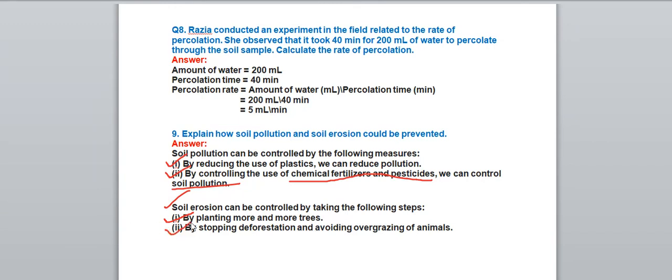Second one, by stopping deforestation and avoiding overgrazing of animals. Deforestation means cutting down of trees, so we should not cut the trees. And second one, overgrazing by animals. Sometimes animals eat the grasses or the small herbs, shrubs, small trees and all which are present on the land. So that will also lead to soil erosion. So we should stop deforestation and avoid overgrazing of animals.